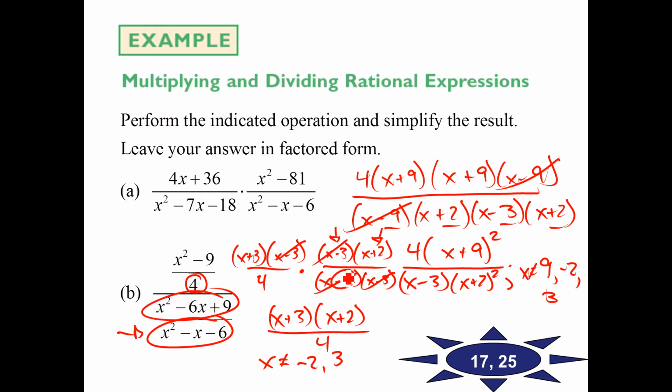And these numbers here also could not be 0, because then you'd be dividing by 0 as well. So that's also 3. Luckily, we already have it here. But you want to look everywhere you can for restrictions. All right, try 17 and 25.